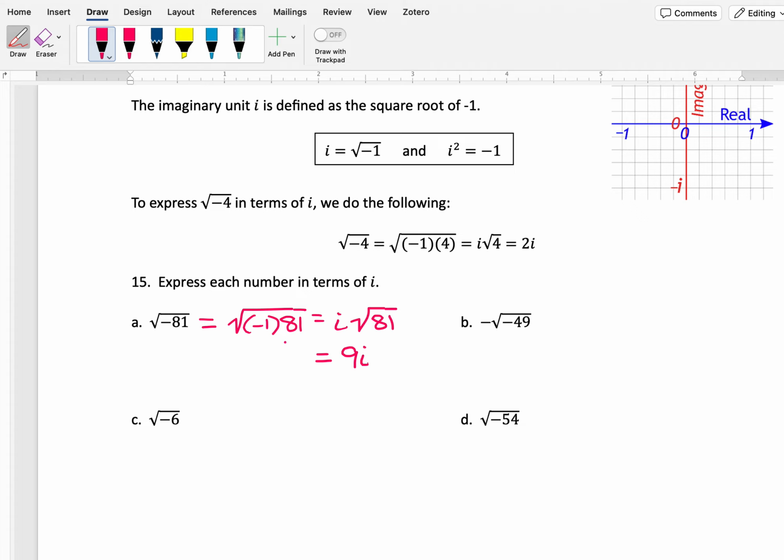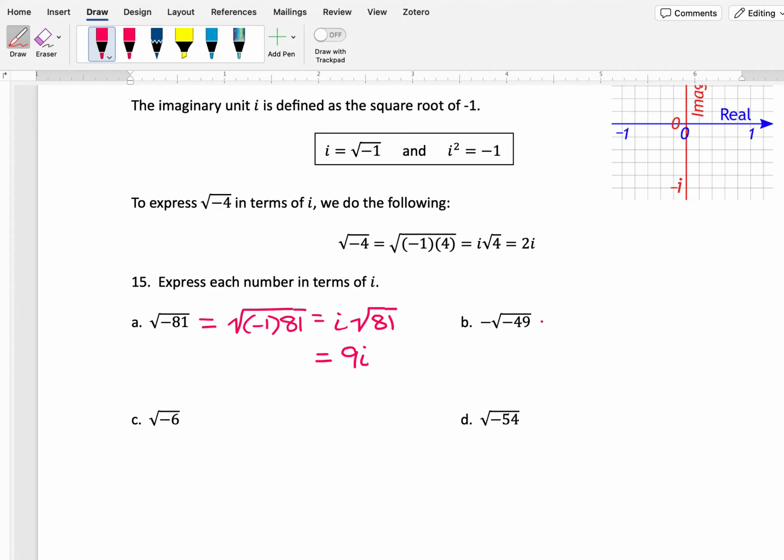Now, you don't have to write this out with all these steps. This is excruciating detail here. You can probably just go right from this to this just by thinking about the answer. Now with b, we see we have a negative sign in front of the square root sign. And you might be tempted to combine these two negative signs and just make it positive. But we can't combine that way because one is outside the square root and one is inside the square root.